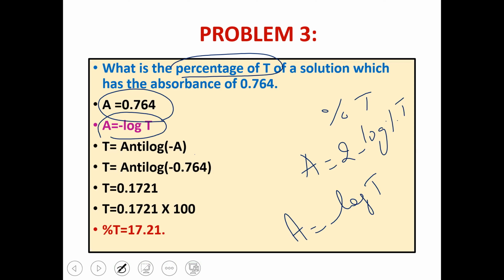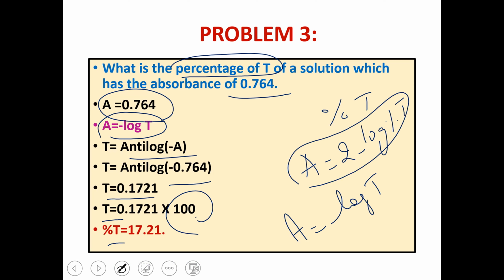So T is equal to antilog of minus A. Absorbance is given, so antilog of minus absorbance is T. And if you want to convert T to percentage T, simply multiply with 100. Once you are able to recall the right formula, you can work out with this formula also.